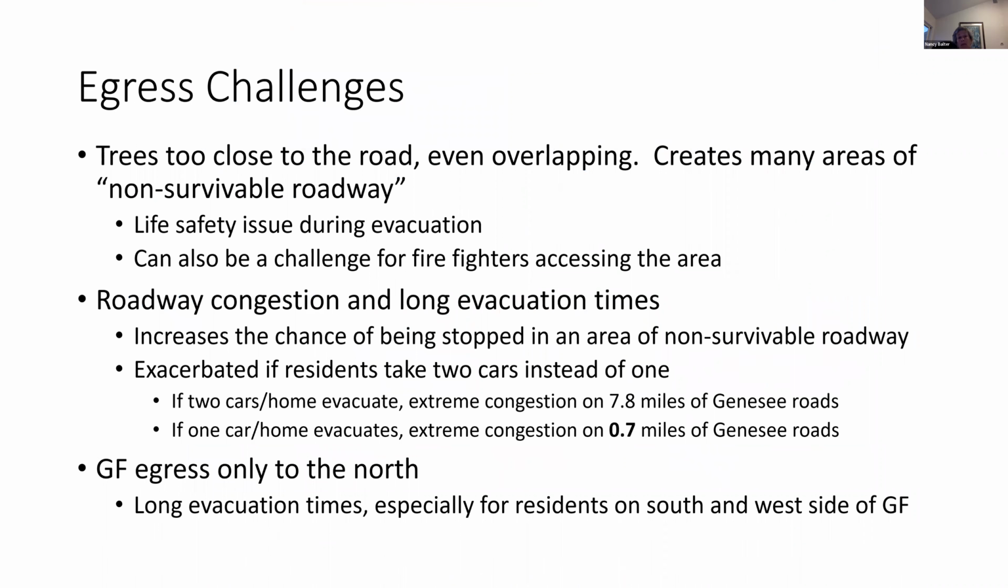So we have a number of egress challenges. One of the things that's of great concern: we're worried about losing our houses, but we're even more worried about losing lives. To the extent that we are going to have a very long evacuation time, we are going to be stopped on roadways. Even if the fire isn't here when we start evacuating, if the fire comes and we're in a non-survivable roadway area, we risk loss of life. And so we really do need to address this. The last thing we want to do is lose residents because they can't get out.